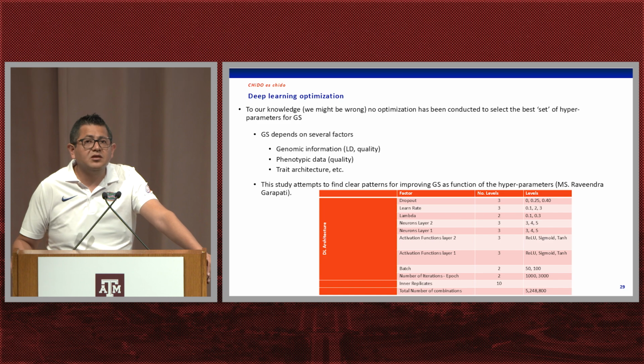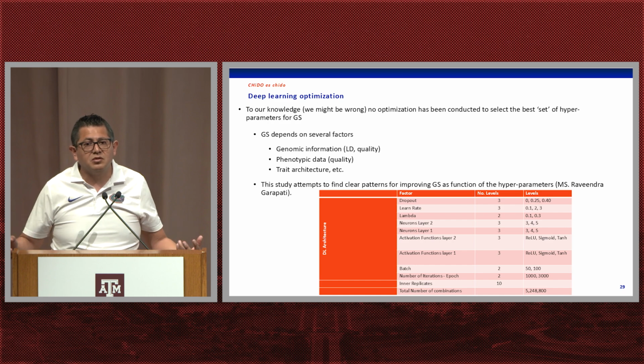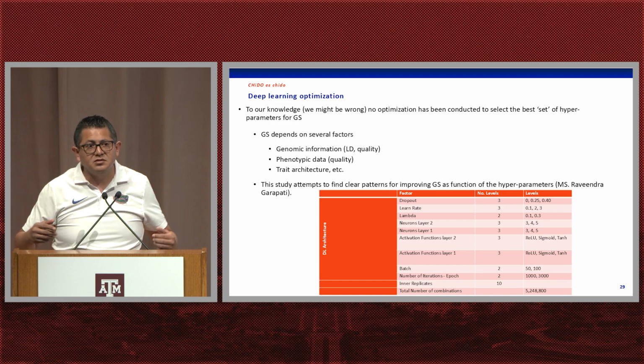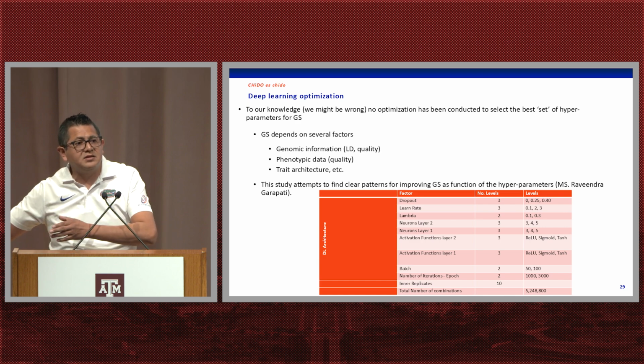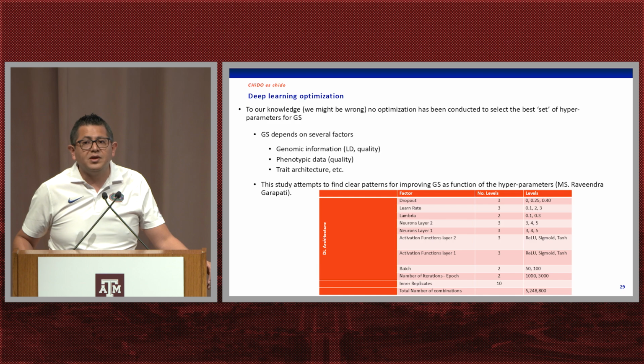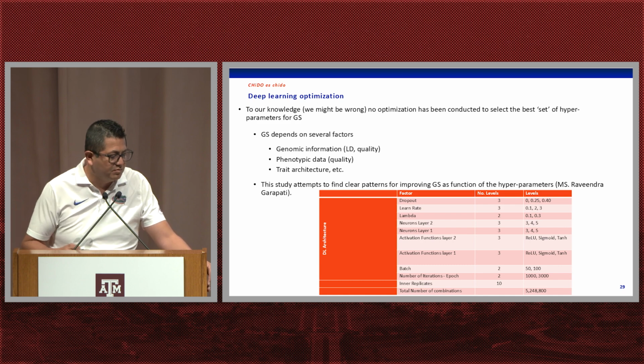So in this study, we attempt to find these patterns, right, in a way that we can provide a recommendation. They should be broad, not just find the specific combination that's going to give you the highest predictability, but what are the patterns that we should be improving or modifying in order to accomplish a method that outperforms conventional genomic selection methods.